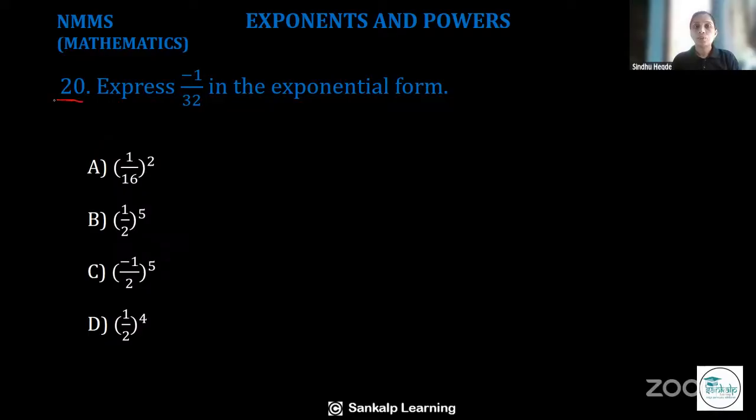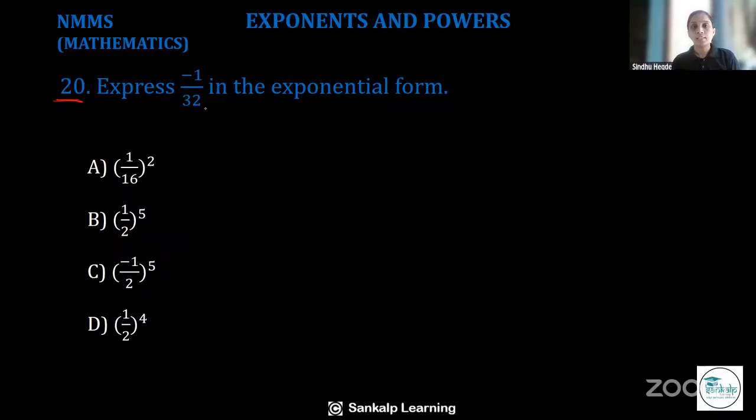Let us start with question number 20 of NMMS Maths, chapter name Powers and Exponents. Express minus 1 by 32 in the exponential form. Option A, 1 by 16 the whole square. Option B, 1 by 2 the whole raised to 5. Option C, minus 1 by 2 whole raised to 5. Option D, 1 by 2 whole raised to 4.